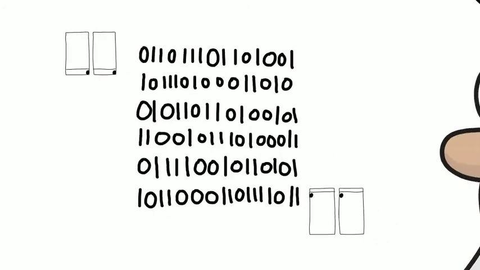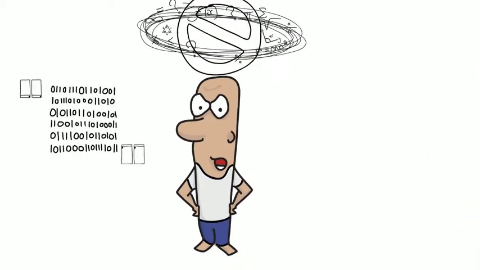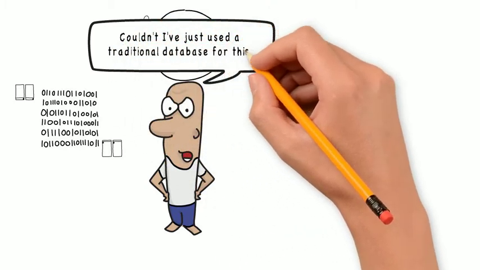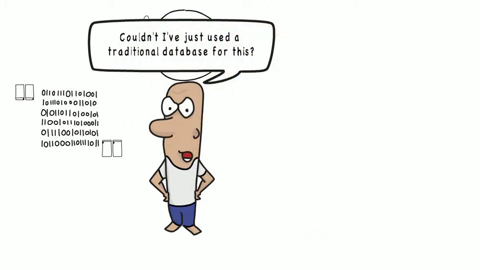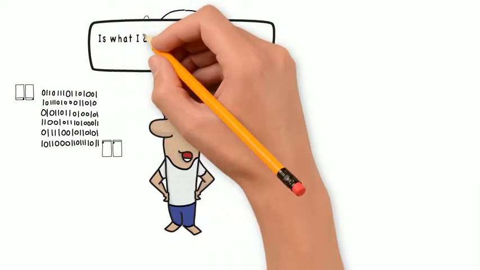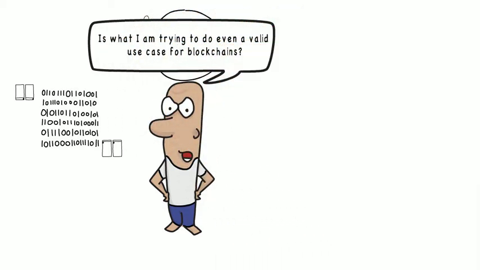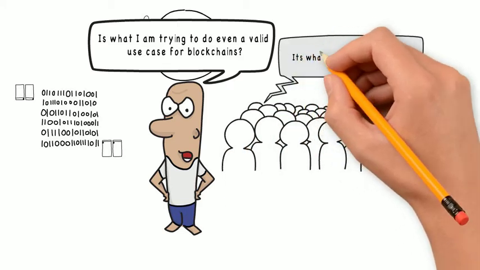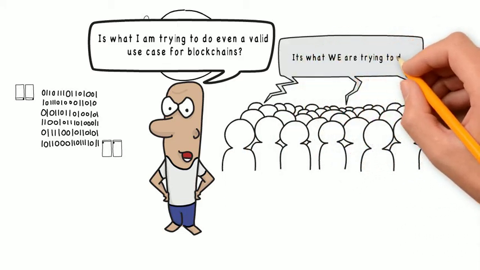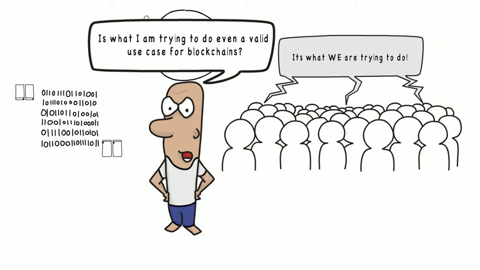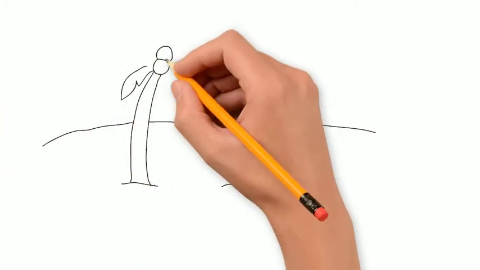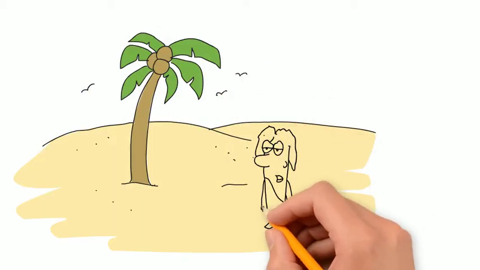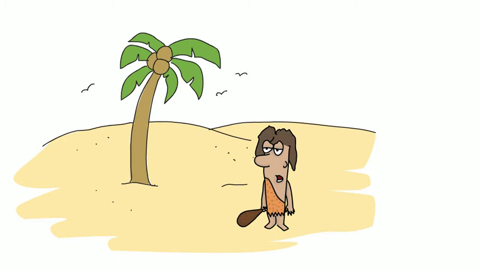But often those who are immersed in experiments or proof of concept projects come up for air and ask themselves, couldn't I have just used a traditional database for this? Is what I'm trying to do even a valid use case for blockchains? And shouldn't the previous question be, is what we are trying to do a valid use case for blockchains? So this map will bring you back to the basics and help guide your thinking and approach to true multi-party distributed applications using blockchain technologies.